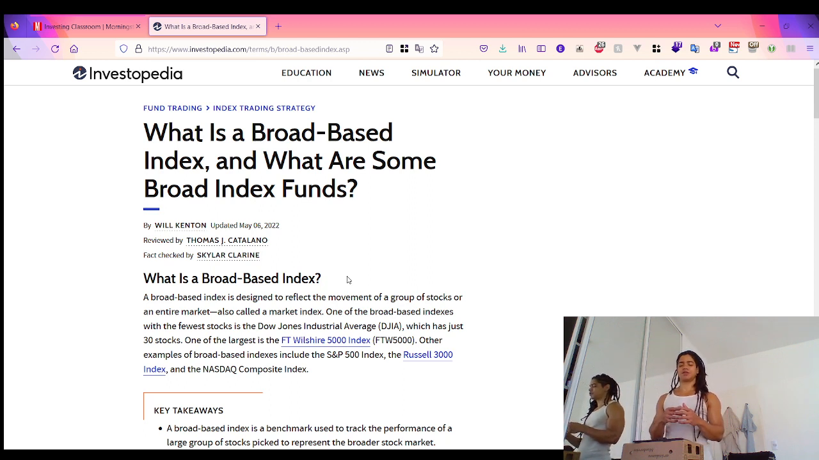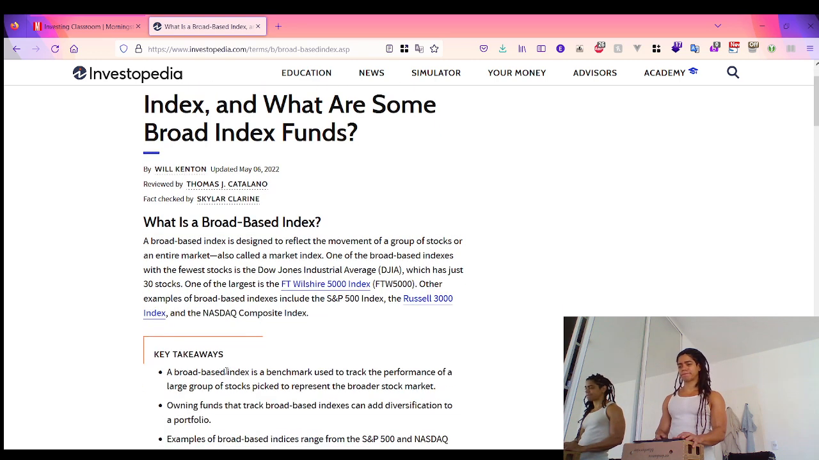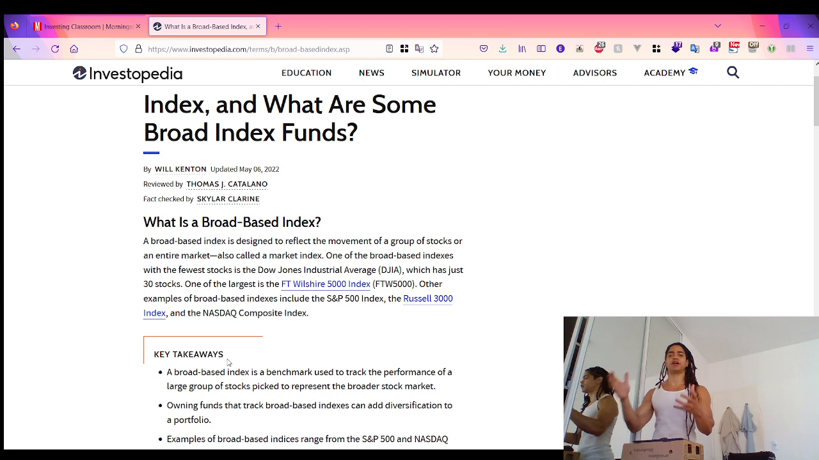Why I say okay so many times is because if you measure the 30 stocks, the Dow Jones Industrial Average, the DJIA, measures 30 stocks, and the Wilshire measures 5,000, and the Russell 3,000.